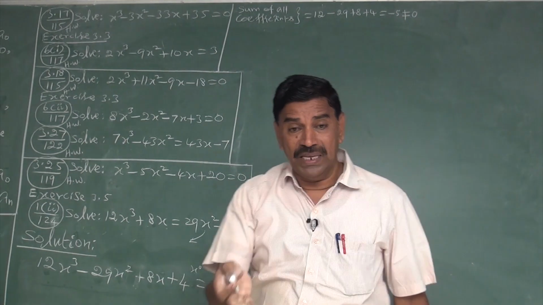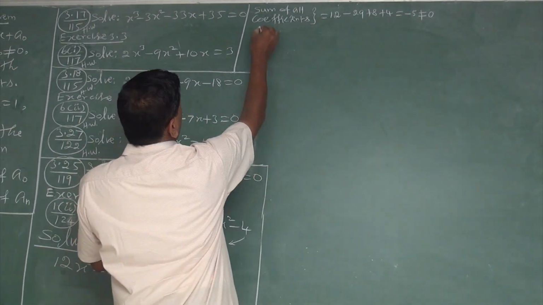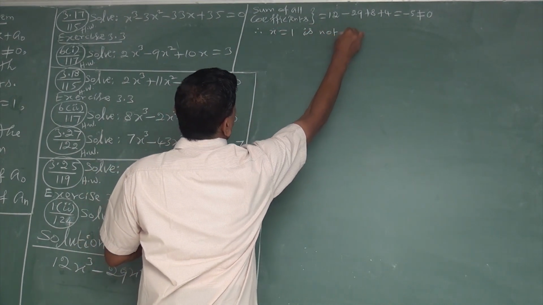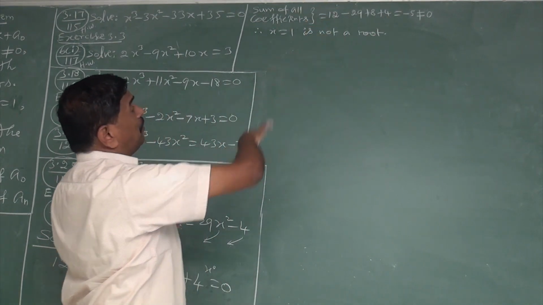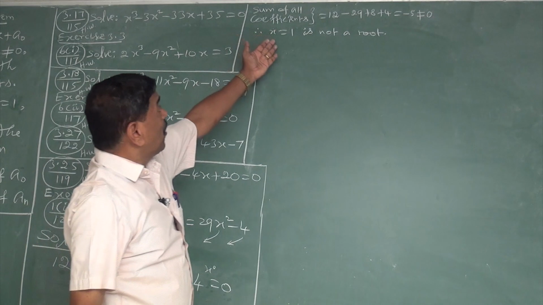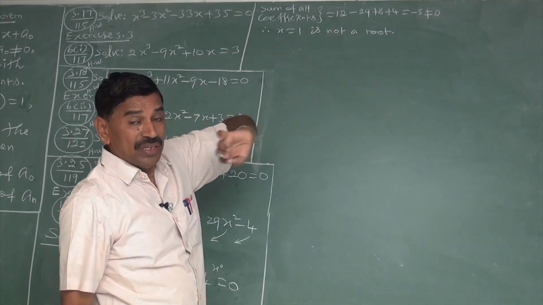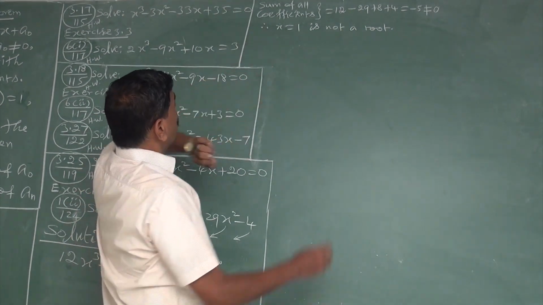Therefore, what is the conclusion please? Good. Therefore, x equal to 1 is not a root. It is type 1. Suppose type 2 one can identify, that is if P of 1 is not equal to 0, therefore x equal to 1 is not a root. Any one method you can follow. That is for your convenience. Okay. Step 1 over. Now step 2.